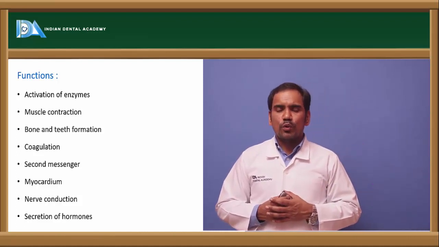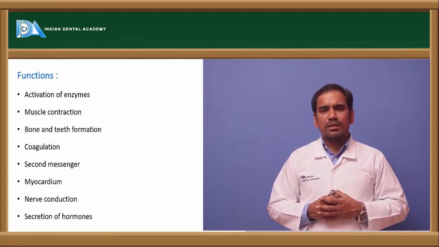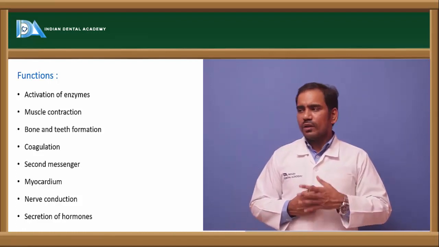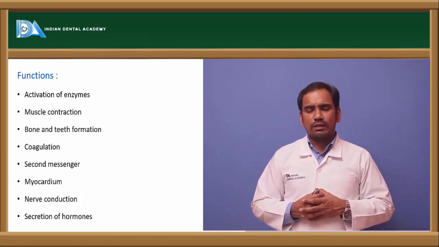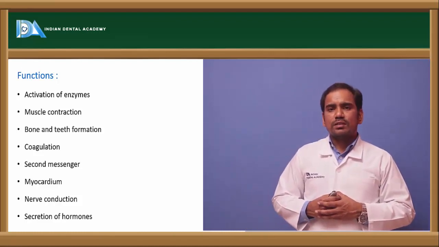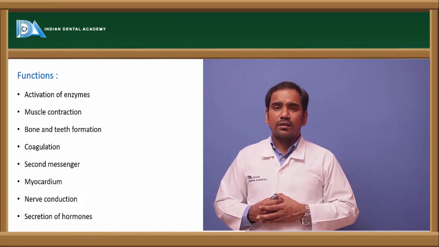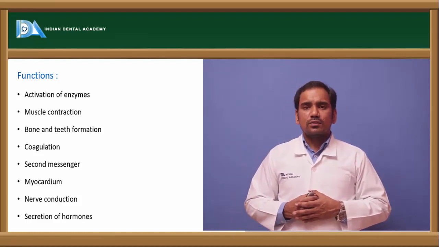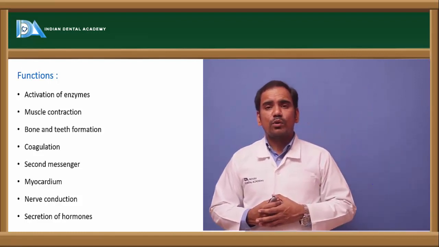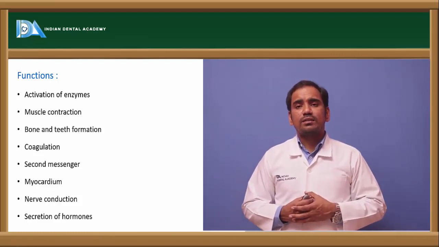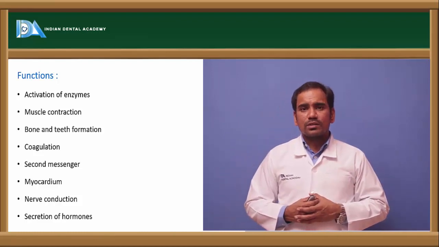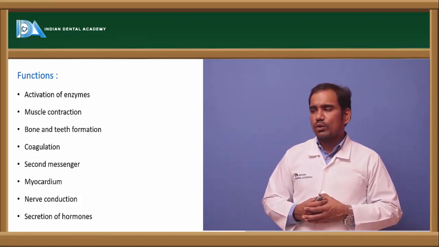And coming to bone and teeth formation, the most important mineral required for bone and teeth formation is calcium. And coming to another function, coagulation. There are some coagulation factors, and calcium is called a coagulation factor, because for the activation of some important coagulation factors, we require calcium. That's the role of calcium in coagulation.